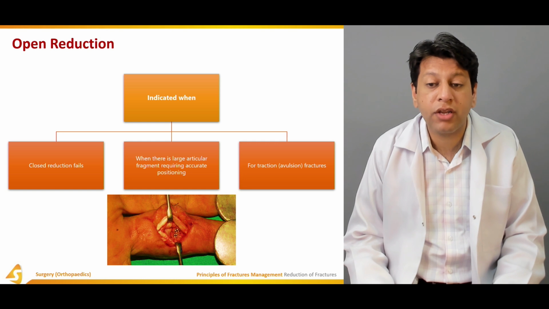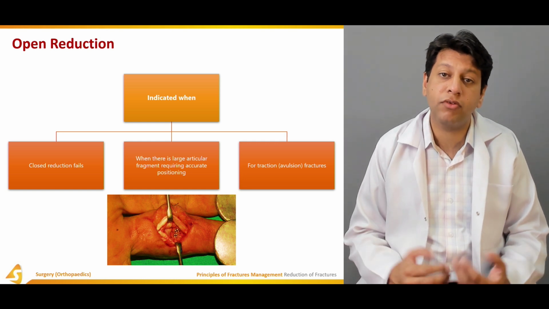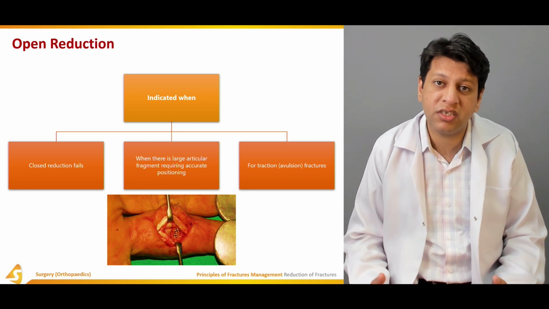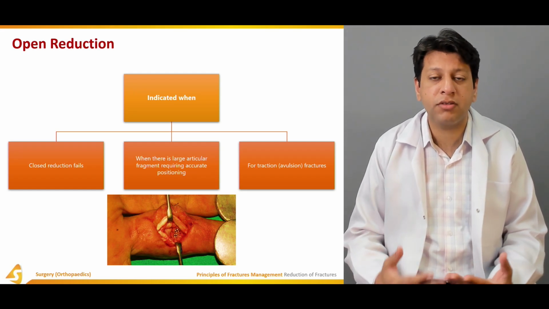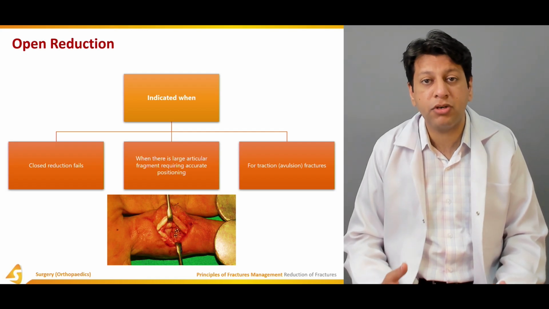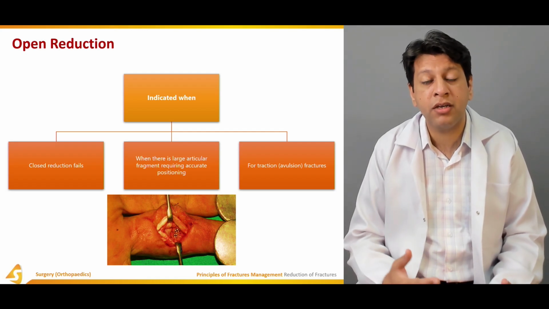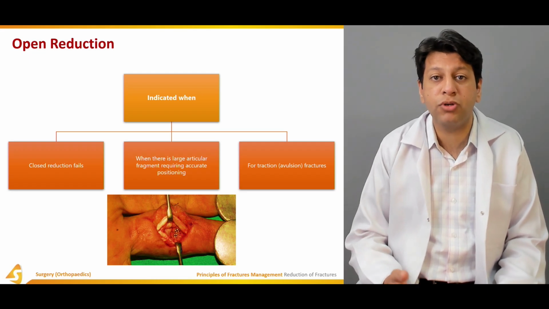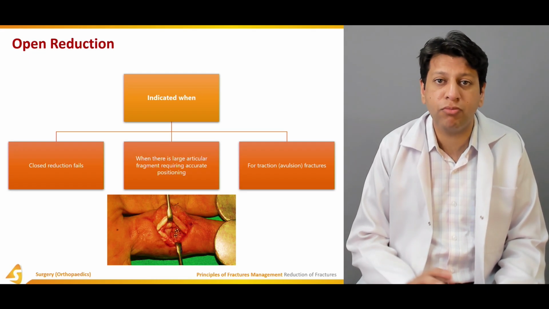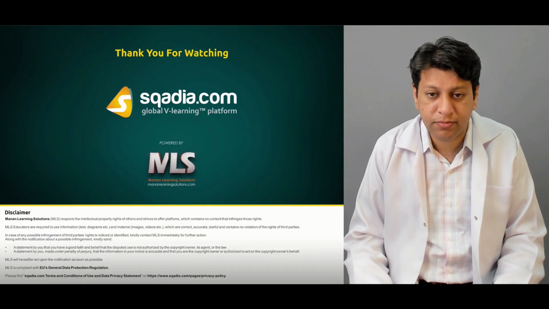Or it could be for traction avulsion fractures. For example, you are doing some kind of closed reduction, but we did not achieve the proper results. We did not achieve the kind of alignment we wanted, and there is a chance that this may go into non-union or malunion. So then you move to open reduction.